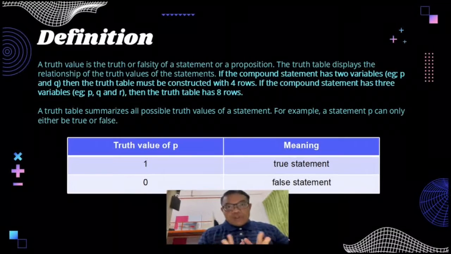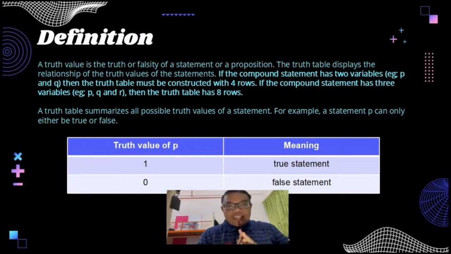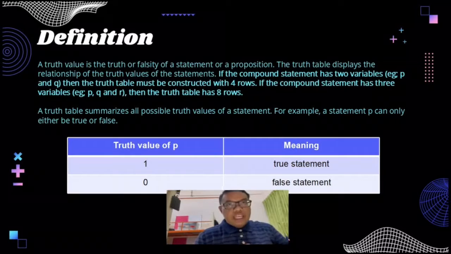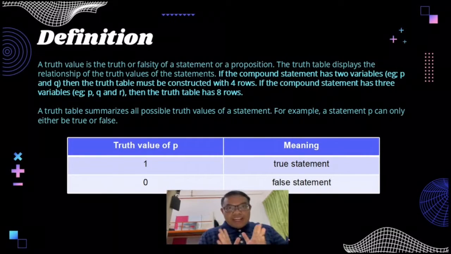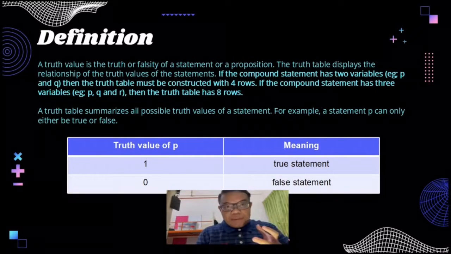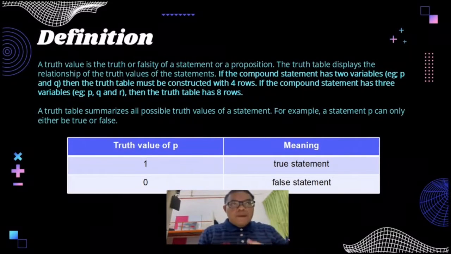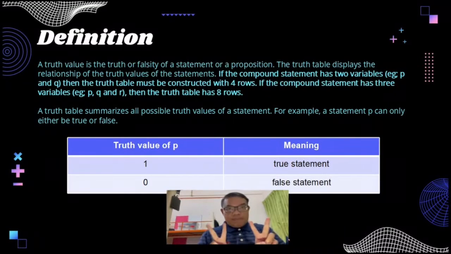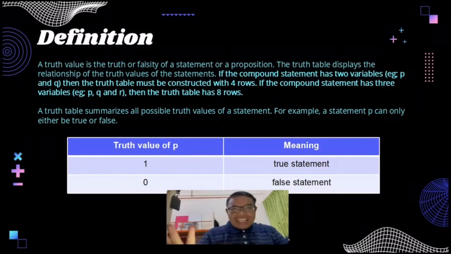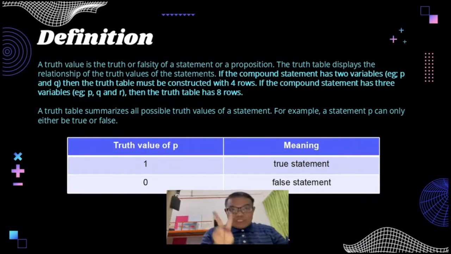Let us proceed to the first theory you have to know in this subtopic, the definition, as you can see in my slide. A truth value is the truth or falsity of a statement, or proposition. The truth table displays the relationship of the truth values of the statements. If the compound statement has two variables, say P and Q, or A and B, it has to be constructed with 4 rows.